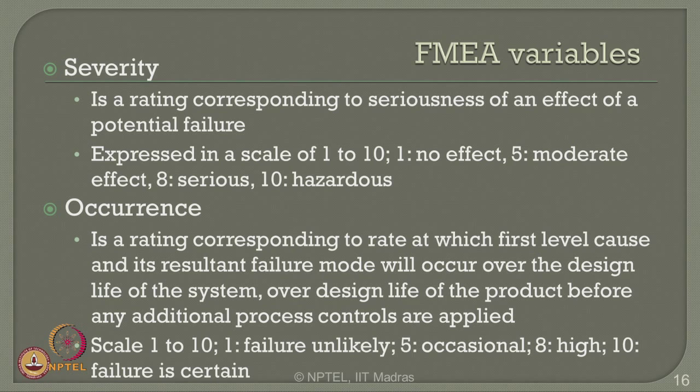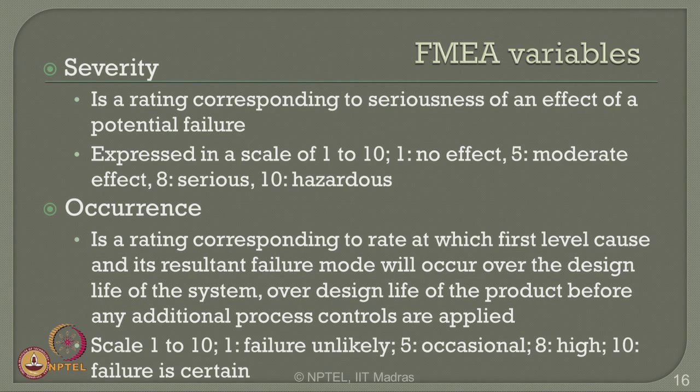And the next important variable in an FMEA study is occurrence. Occurrence is a rating corresponding to the rate at which the first level cause and resultant failure mode will occur. So, it will tell me which is the first component which is going to fail. So, where the failure is initiated is shown by this keyword or variable called occurrence. It will occur in the overall design life of the system, the overall design life of the product, before any additional process controls are applied.